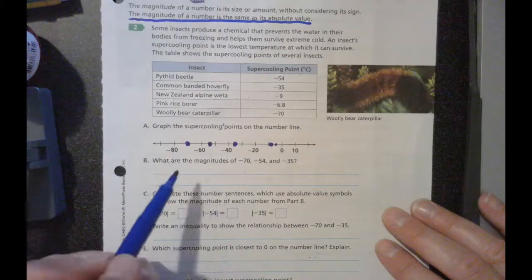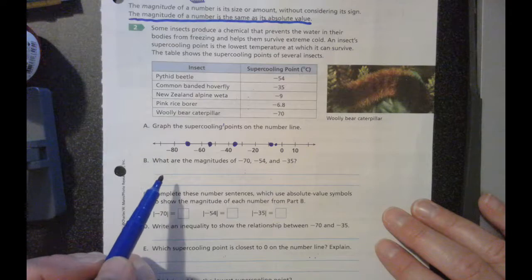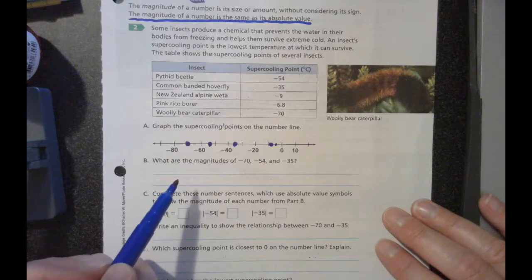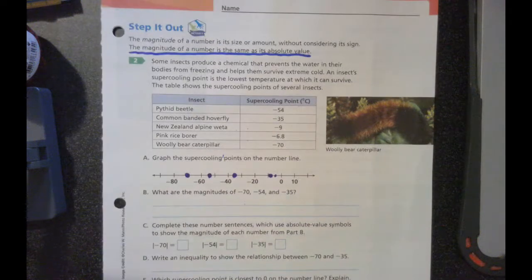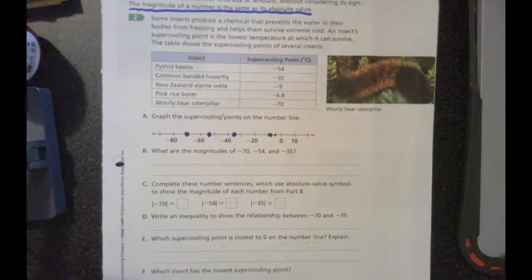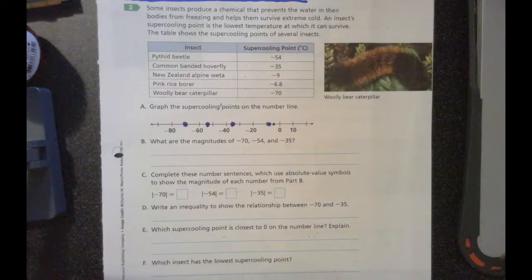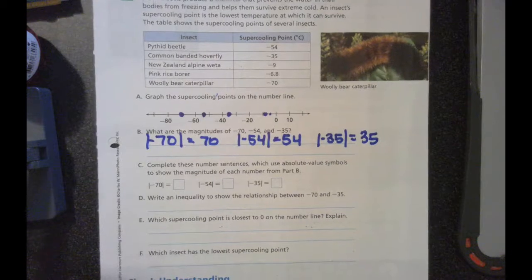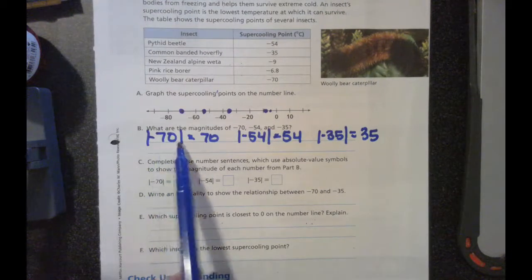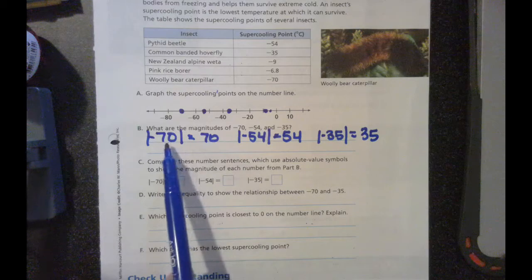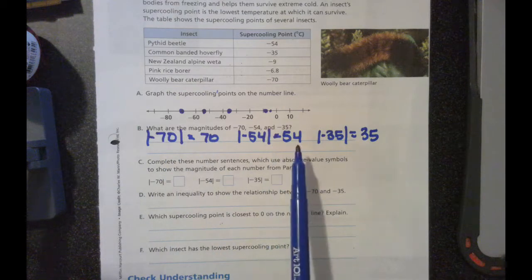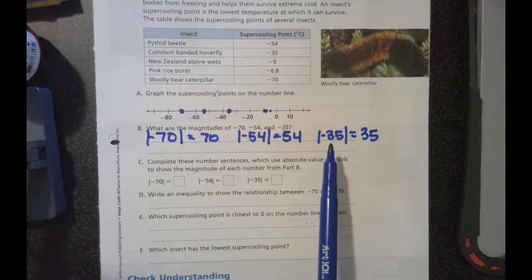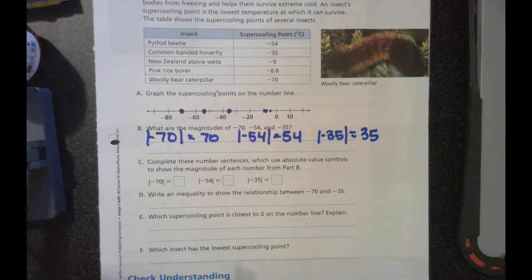So, question B. What are the magnitudes of negative 70, negative 54, and negative 35? And just like it said up here at the top, the magnitude of a number is the same as its absolute value. So basically, you just need to write the absolute values of these three numbers. I went ahead and wrote all three of those in the form of absolute value. So the absolute value of negative 70 equals 70, the absolute value of negative 54 equals 54, and the absolute value of negative 35 equals positive 35.